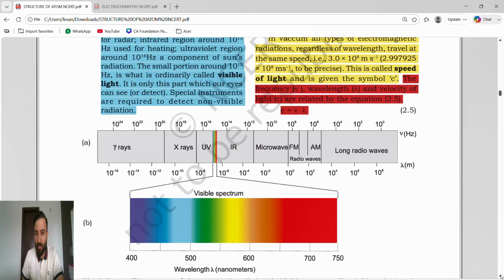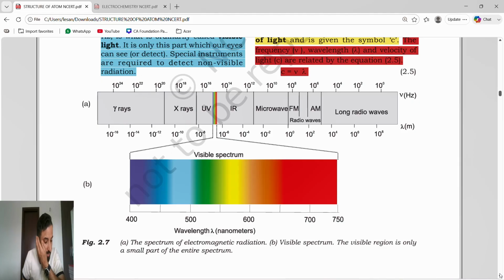Okay, see how they ask now. They ask the question: which of the following rays has the highest frequency, or which of the following rays has the lowest wavelength, or highest wave frequency, or highest wavelength. They will ask like this. So you have to remember it.